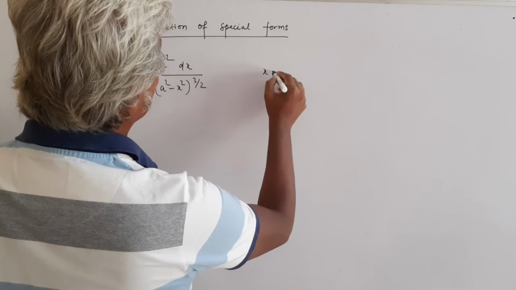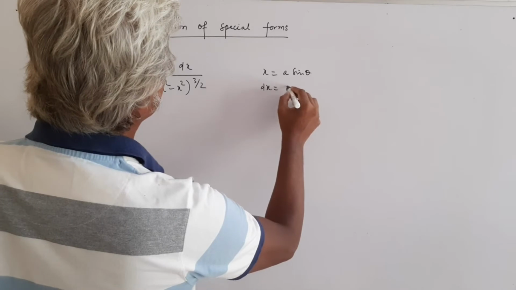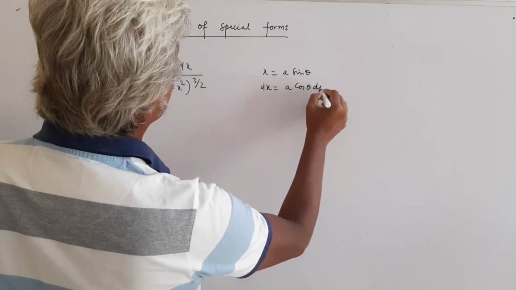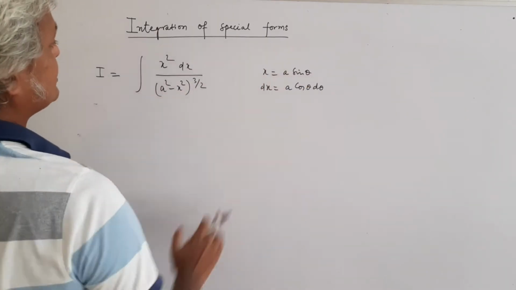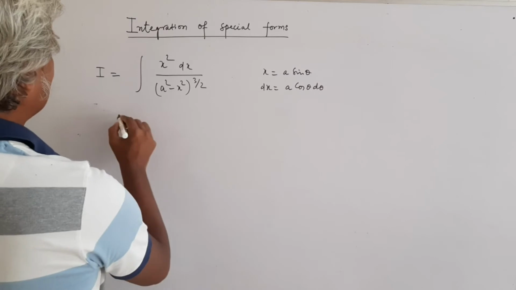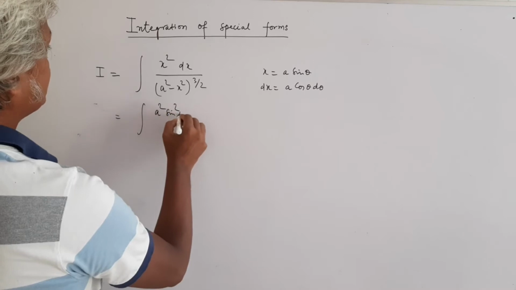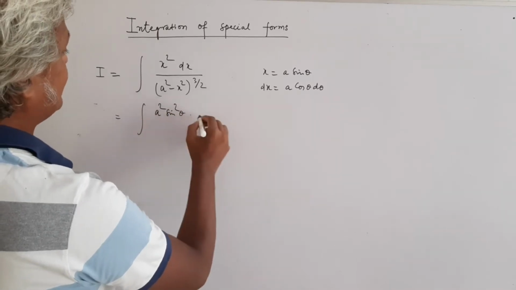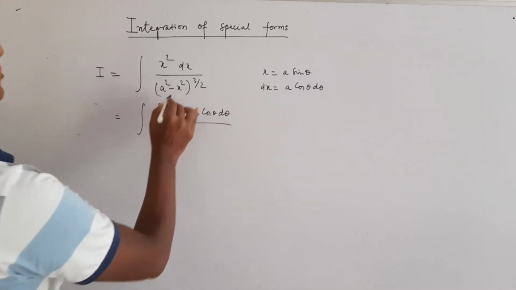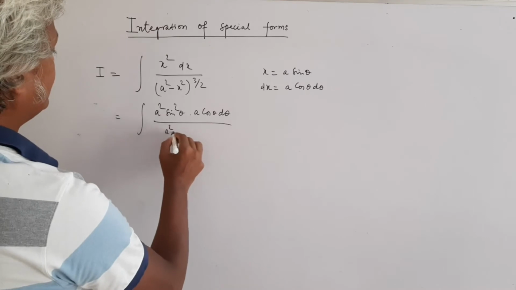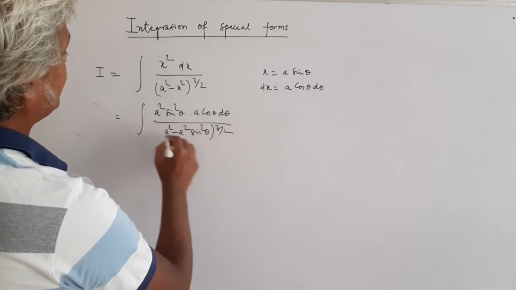So if I say let x be a sine theta, what do you get? dx is a cos theta d theta. Why am I taking x as a sine theta? Because a square minus a square sine square theta will give me a square cos square theta. So x square I can write as a square sine square theta, and in place of dx you write a cos theta d theta, and a square minus x square is a square minus a square sine square theta, whole to the power 3 by 2.